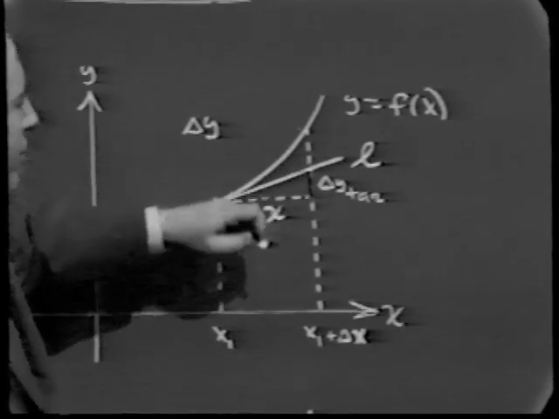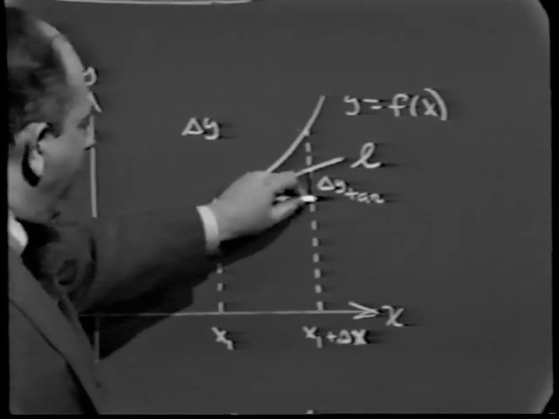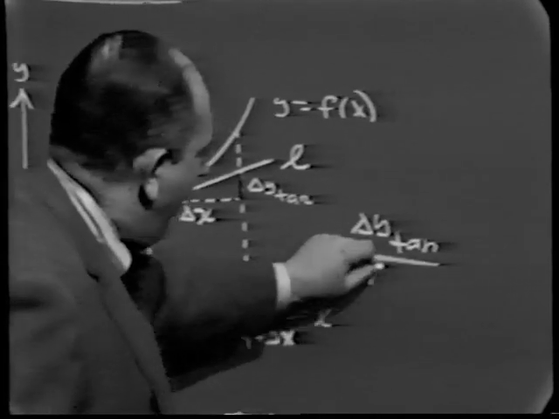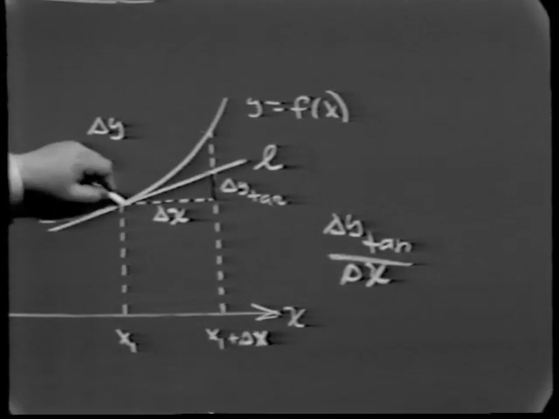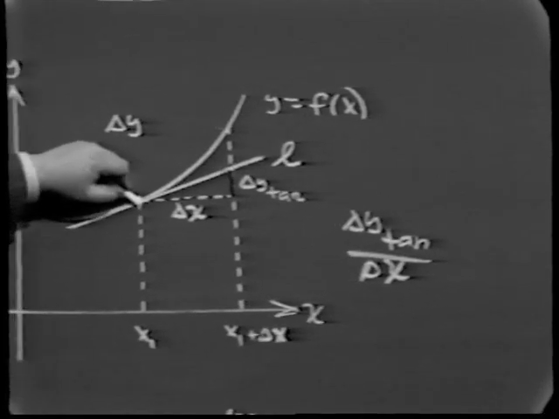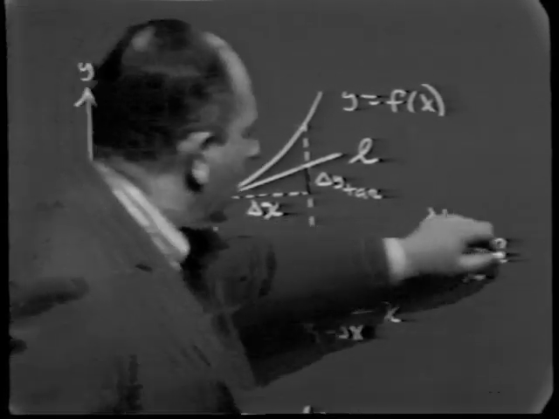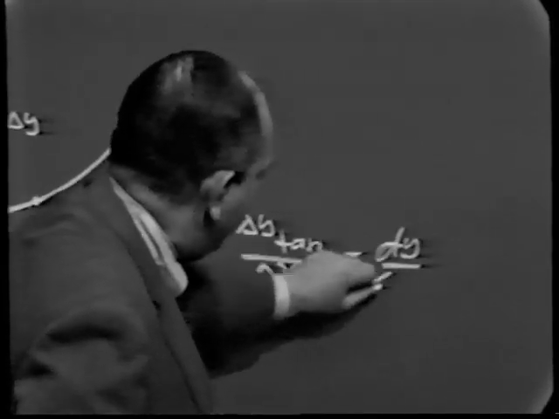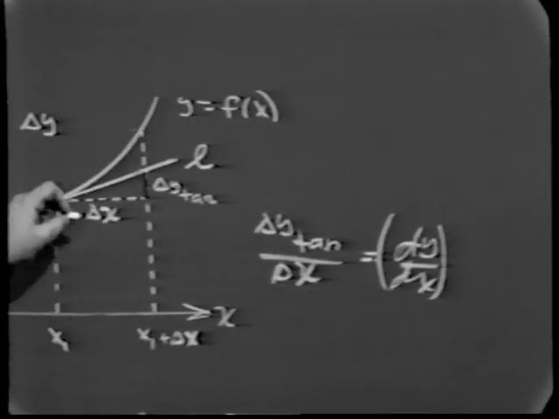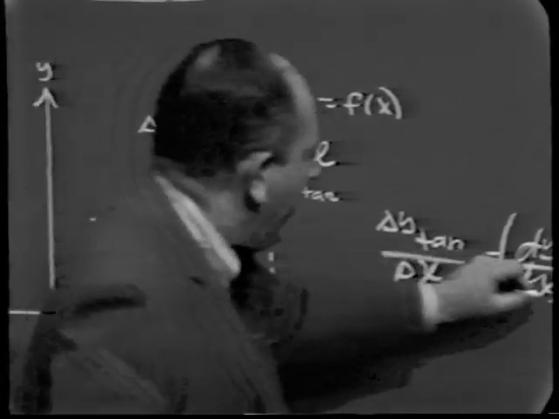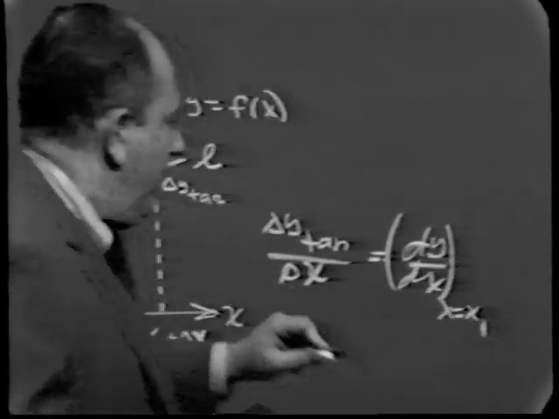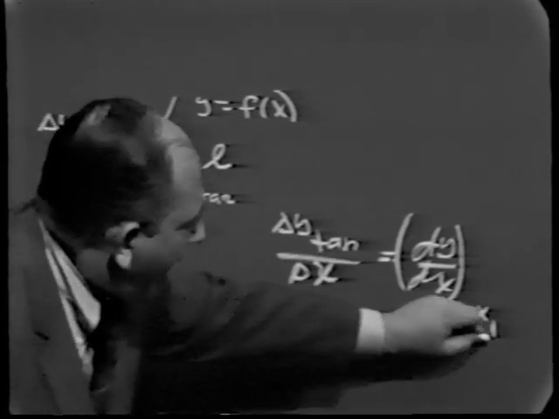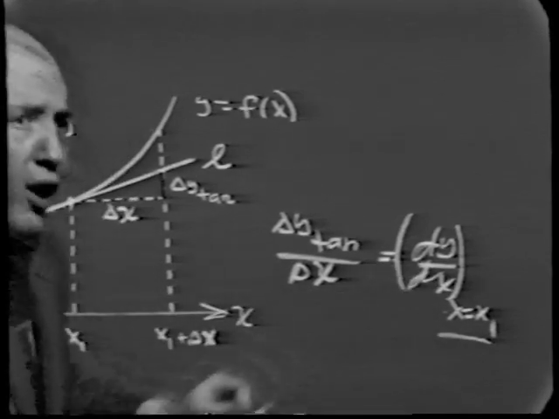Namely, the slope of the tangent line is, on the one hand, delta y tan divided by delta x. On the other hand, by definition of slope, the slope of the line L is also equal to what? It's dy dx evaluated at the value x equals x1. You see, in general, the slope of the curve varies from point to point. So when we talk about the tangent line, we must emphasize at what point on the curve we've drawn the tangent line.